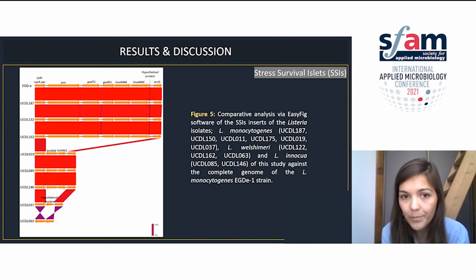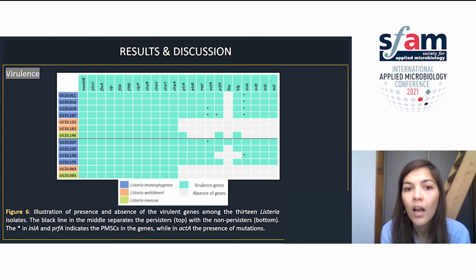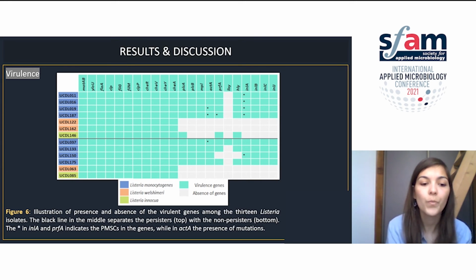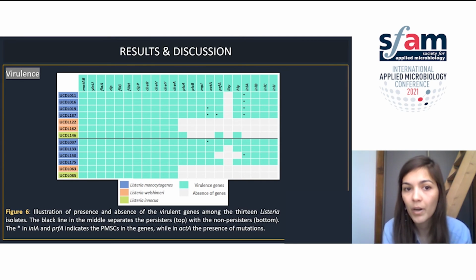And finally, another very interesting question is what happens when persistence and virulence are combined. So, in figure 6, some of the virulence markers interrogated in our analysis are shown. The isolates on the top of the line are the persistent, while those on the bottom of the line are the non-persistent.